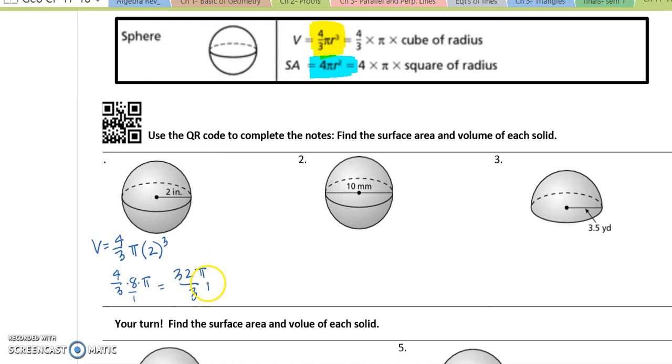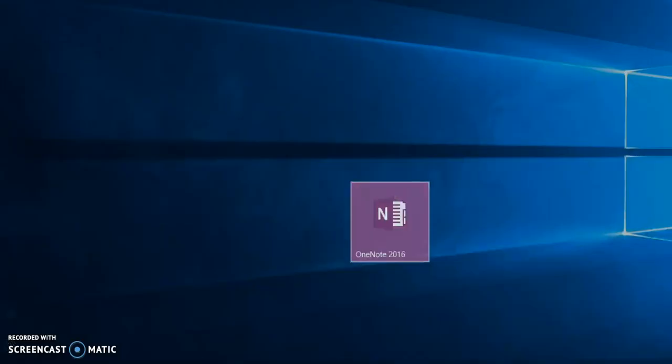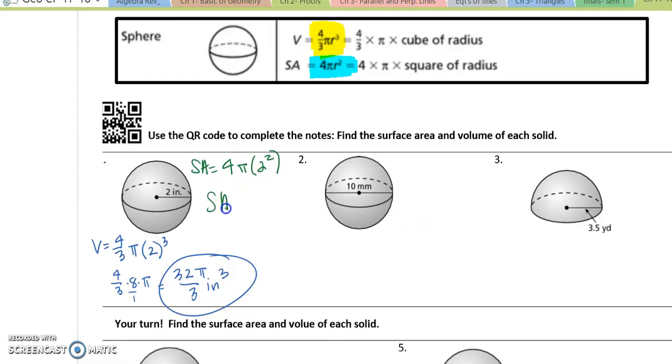It's volume, so it would be inches cubed. Now I can get that as a decimal, but it's good to also know how to leave it in the exact form. For surface area, I'm just going to do 4 times pi times the radius squared, so 2 squared. 2 squared is 4. 4 times 4 gives me a surface area of 16 pi inches squared. Area squared, volume cubed.